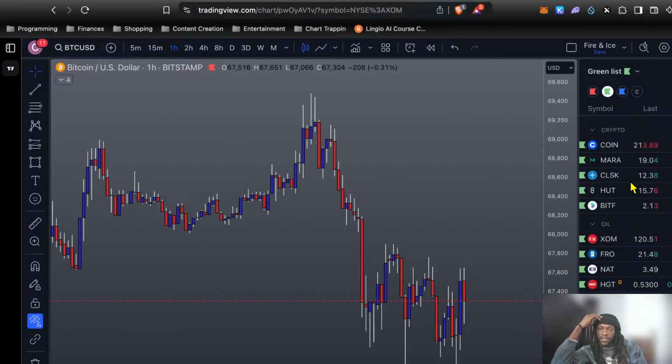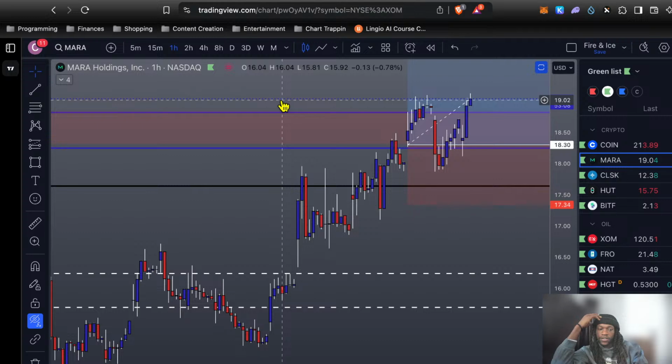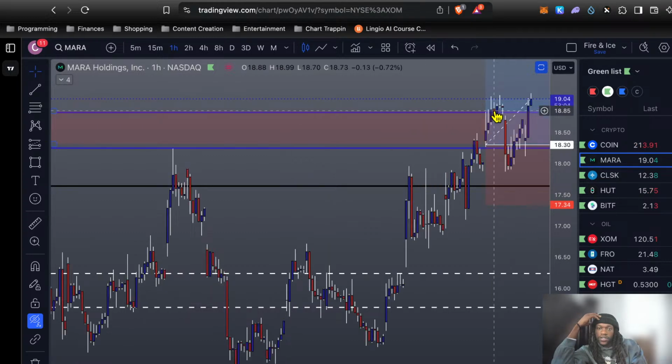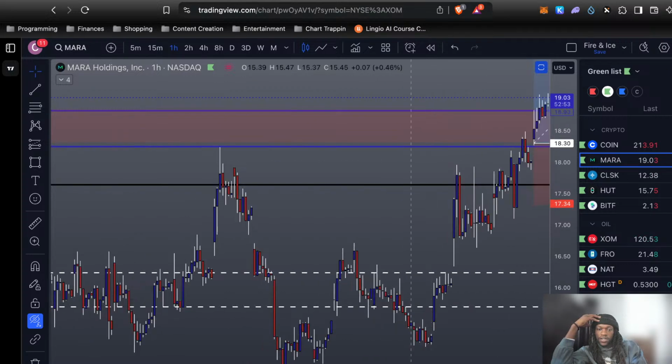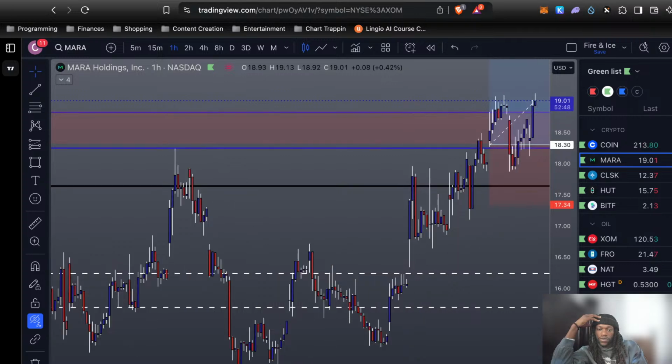So Mara, go back to Mara, 1 hour, cool. So you can see the price came back up here, and you could have seen this as a rejection, right? Because price deviated outside above the range and then dropped back down. But once you get that strong demand that holds, and this is basically the staircase, right? Each level continues to hold.